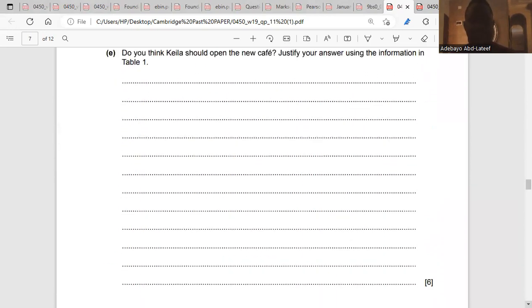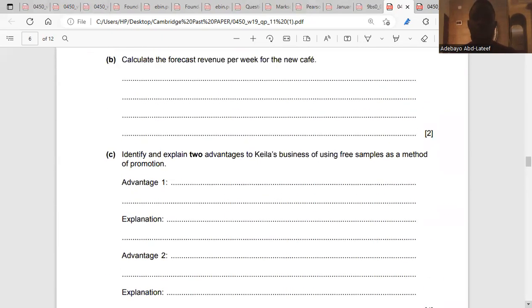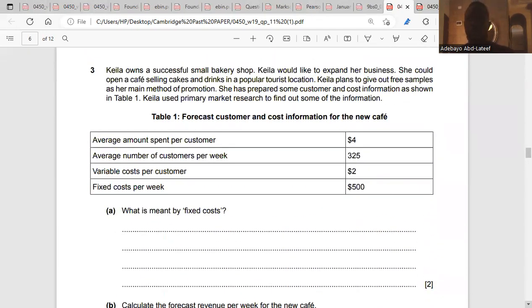Okay, E. Do you think Kyla should open the new cafe? Justify your answer using the information in the table. My own answer is, I think she should, because I like the business plan she's willing to do. Having market research and giving samples is a good start. Based on what we see, she's a successful business person. They said Kela owns a successful small bakery shop. So if she can own one successfully, that means she can do better than that. She can still do more.